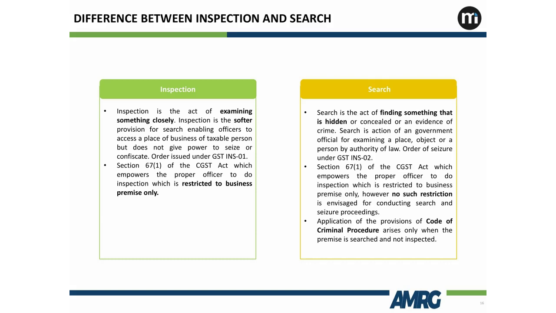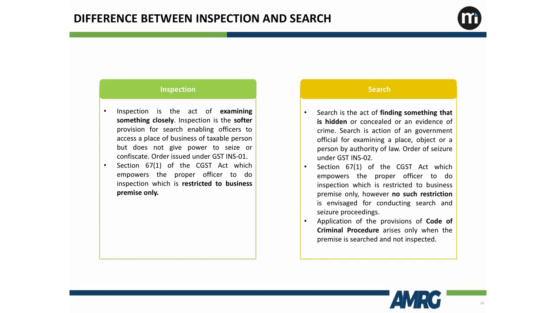So first of all, inspection is an act of examining something closely, whereas search is an act of finding something that has been hidden. The basic premise of the difference between inspection and search is, in case of search, the premise is something has been hidden, which will not be found by just examining on the surface. So for example, you would have seen this, I remember this movie of Ajay Devgan.